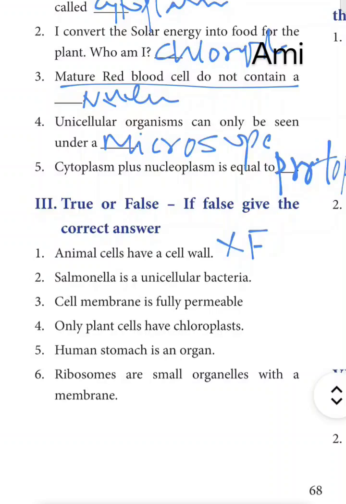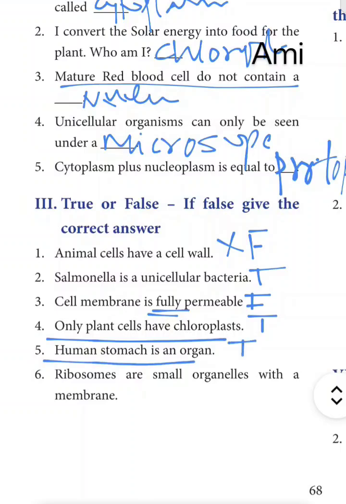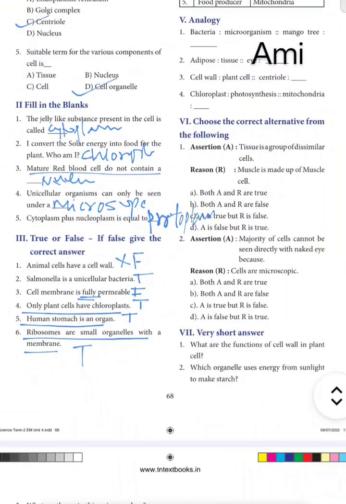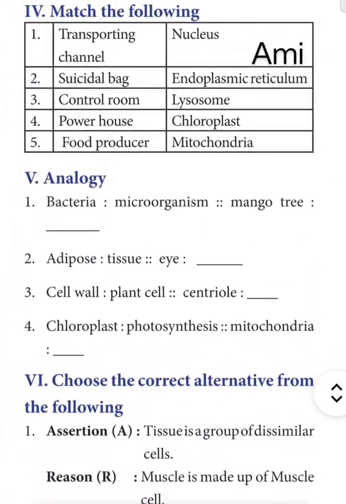Salmonella is a unicellular bacteria. Yes, true. Cell membrane is fully permeable. No, it is semi-permeable. Hence it is false. Only plant cells have chloroplast. True. Human stomach is an organ. True. Ribosomes are small organelles with a membrane. True.